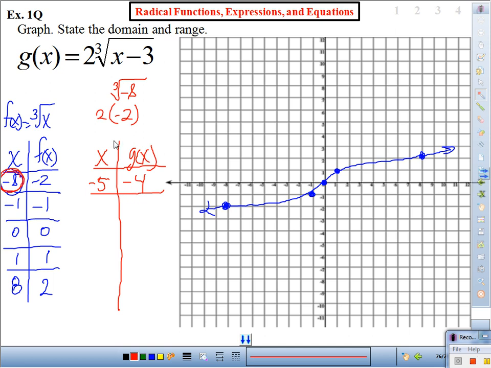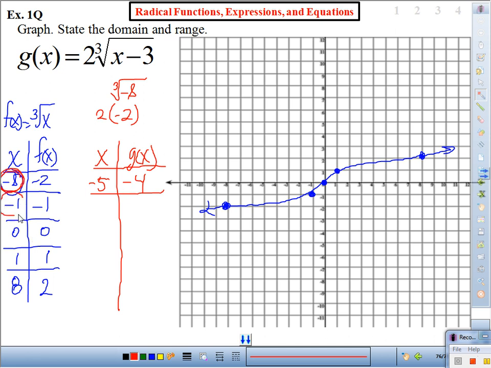So let me go over the process one more time to make sure we got it. We said the first value for the parent function was negative 8 for x. The question was, what value for x makes this negative 8? We said negative 5, so we wrote it here. Negative 5 and negative 3, that's negative 8. What is cube root of negative 8? Negative 2. But outside there's a 2 multiplying, so what is 2 times negative 2? Negative 4.